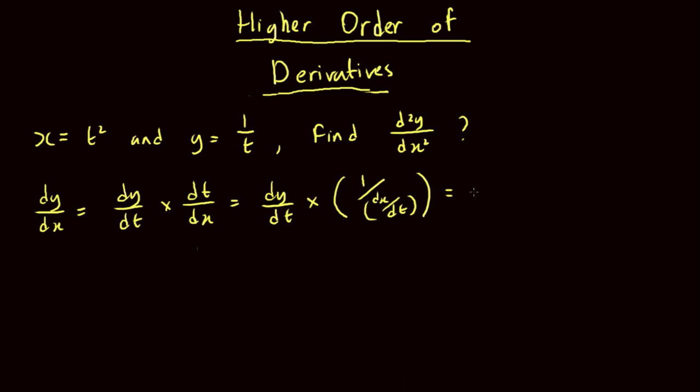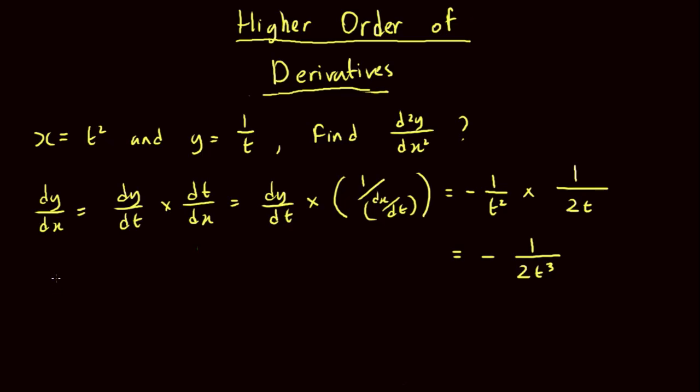So dy/dt is simply negative 1 over t squared. If that makes sense, yeah. Negative 1 over t squared, times 1 over dx/dt, which is 2t. So in this case, it would be negative 1 over 2t cubed. Okay, so this is your dy/dx.